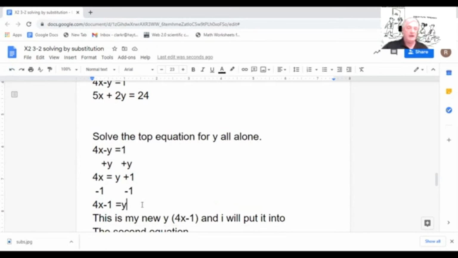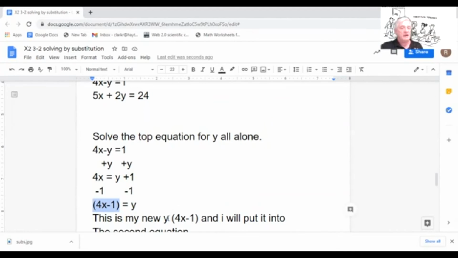Hey, I have 4x minus 1 equal y, and I told you we would put the new y in parentheses. What's y equal to? It's in my parentheses. Y is equal to 4x minus 1. The substitute is, if y is absent from school, we're going to put in 4x minus 1, and that's the same thing as y.